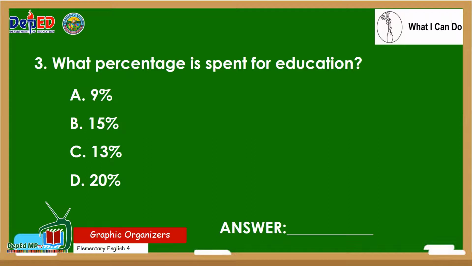What percentage is spent for education? A. 9%. B. 15%. C. 13%. D. 20%. The answer is letter B. 15%.